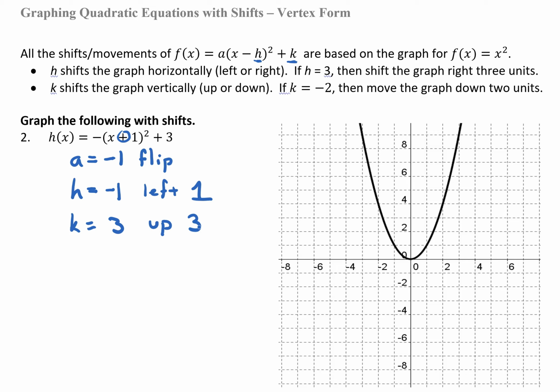And we always begin with the basic function of x squared. I like to first move my vertex of this x squared. So let's move it left 1 and up 3. That tells me my vertex is at -1, +3. You'll notice those are the same values that h and k were. It also tells me that my axis of symmetry is x equals -1. And I'm going to go ahead and put that in now.